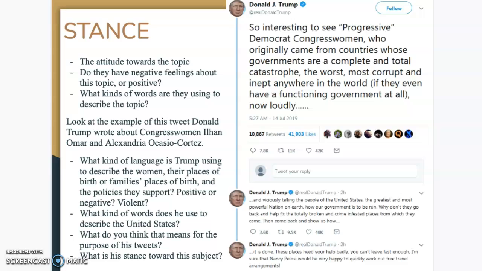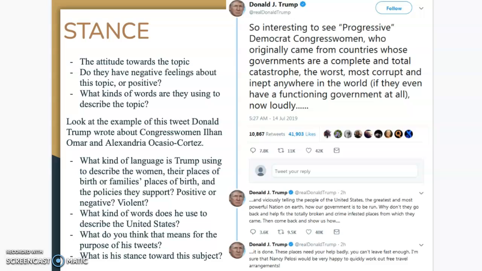And then he moves into talking about the U.S. So we've got them telling the people of the United States, the greatest and most powerful nation on earth, how our government is supposed to be run. So greatest, most powerful. The U.S. he describes as really positive. And then he goes on and says totally broken, crime-infested places from which they came. Again, very negative.